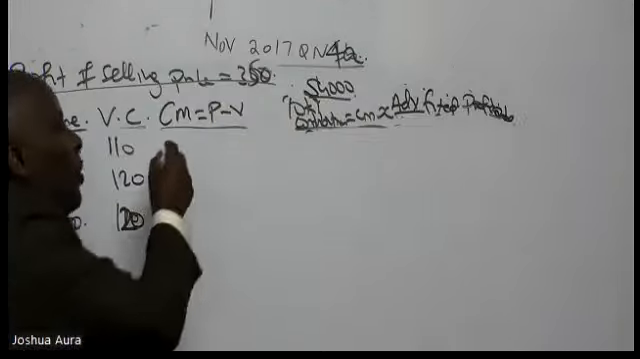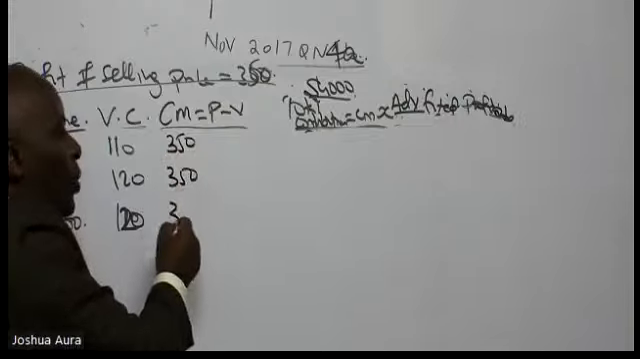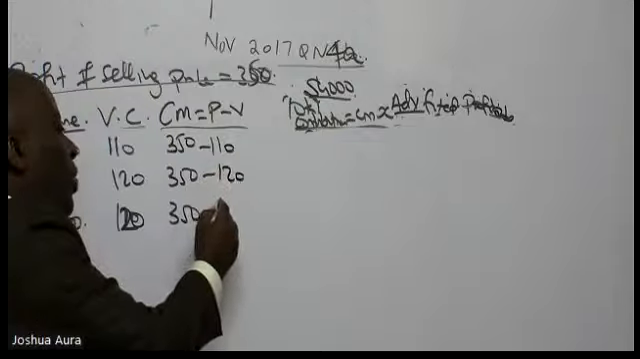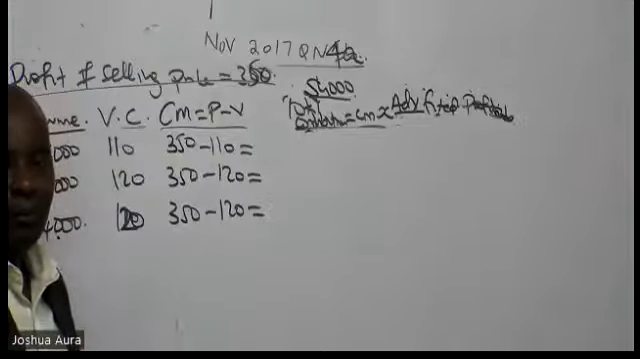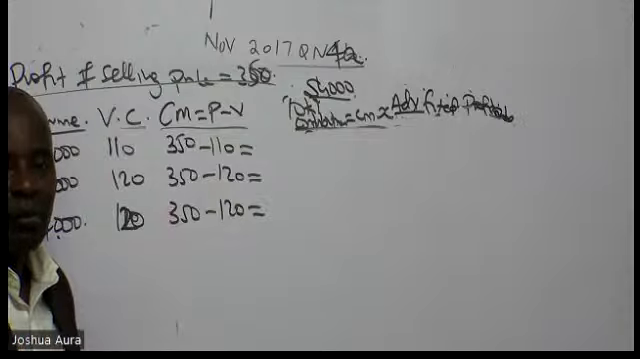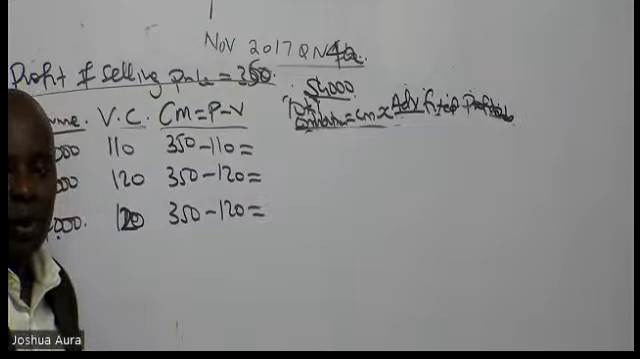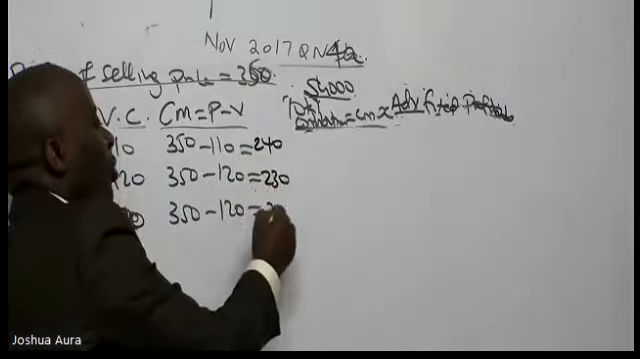So please come and give me contribution margin. The price now is 350 throughout. Minus, minus, minus. Here we have 110, here we have 120, there we have 120. So could you kindly give me these figures now? The first one, 240, 230, 230.